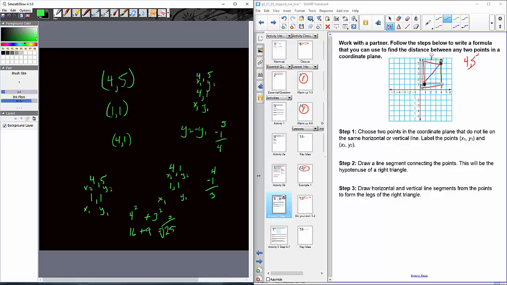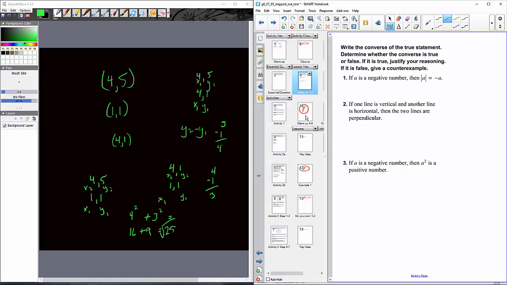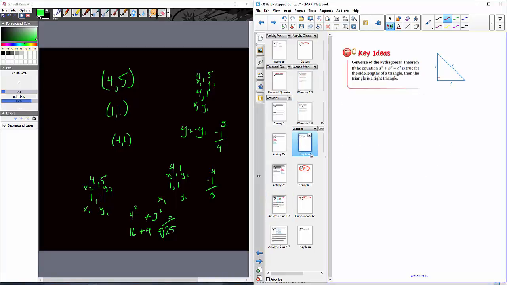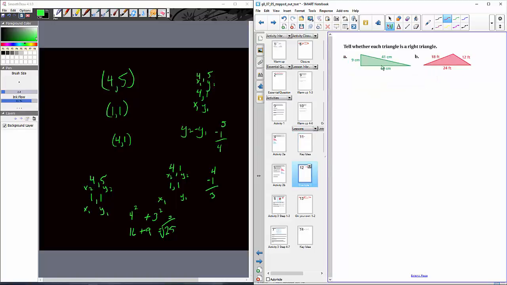And I did that because I knew that this height was equal to 4, and this width was equal to 3, and I just did the Pythagorean theorem. And this is called the distance formula, which we'll get to in just a moment. So let's look here, kind of reviewing what we've talked about so far. If I know that a squared plus b squared equals c squared, the converse of that means that if c squared should equal a squared plus b squared, if that does not happen, it is not a right triangle. So an example here is this right here.